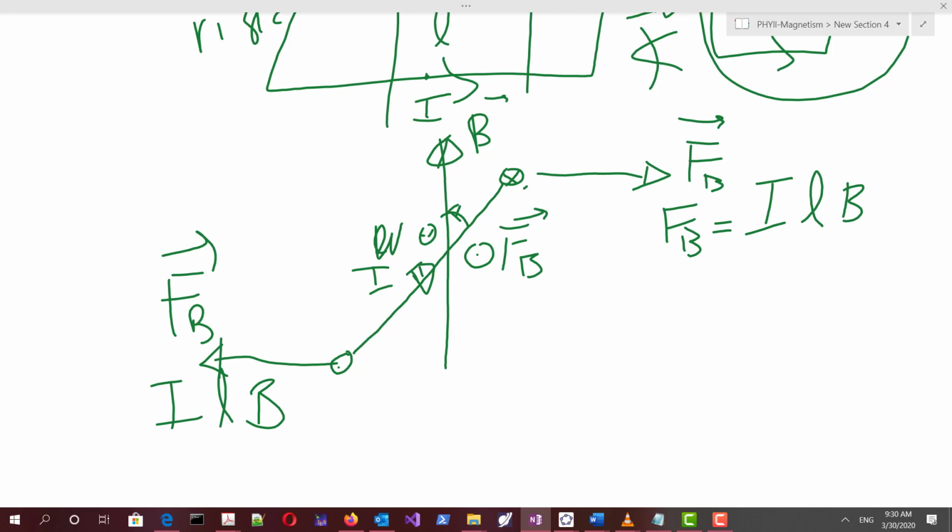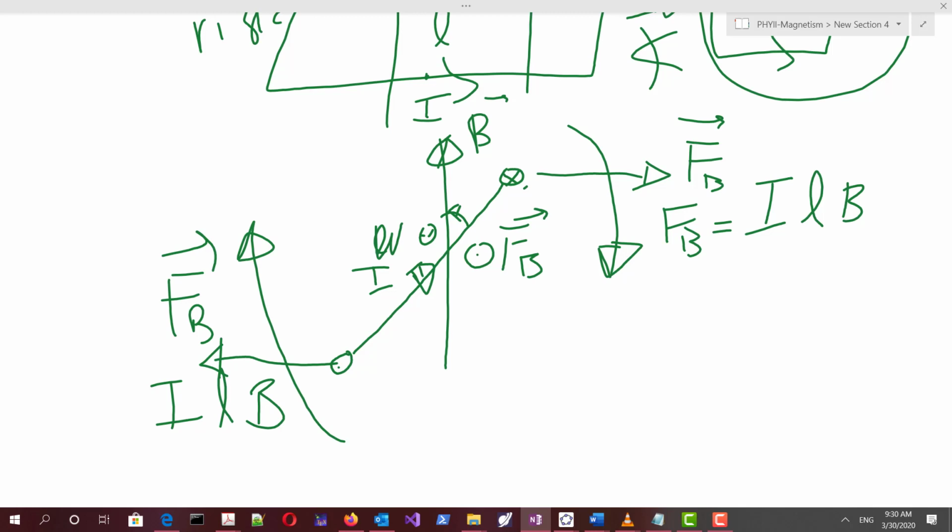So these two forces are equal in magnitude, and they cancel out. They don't move the loop in one way or the other. At least the center of mass of the loop doesn't move, but something moves. This force is trying to spin the loop in this direction, and this one is actually trying to spin it this way. So this torque is a negative torque because it's clockwise, and this torque also is a negative torque because it's clockwise.